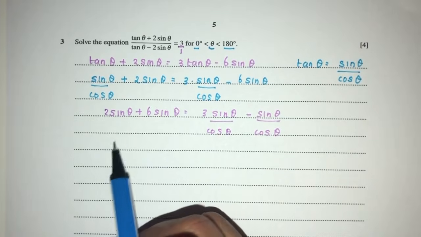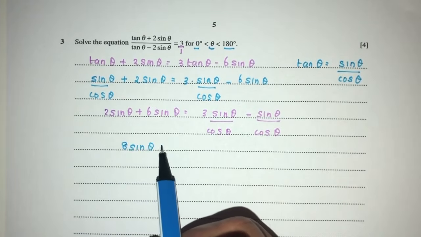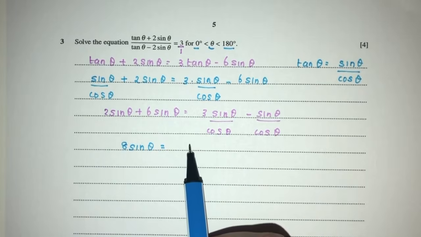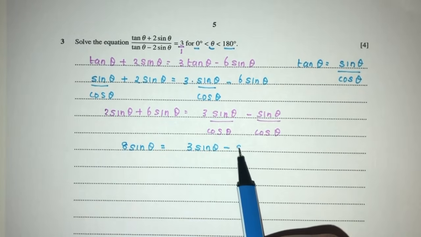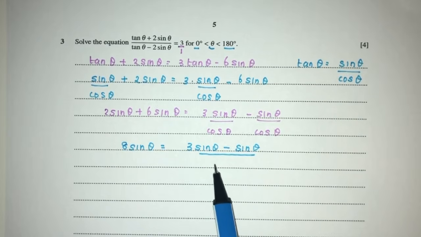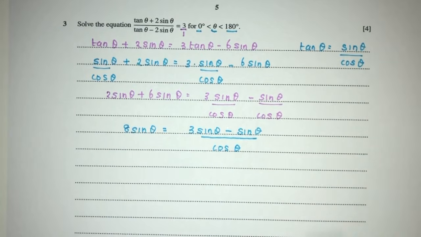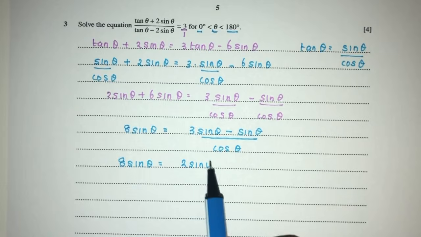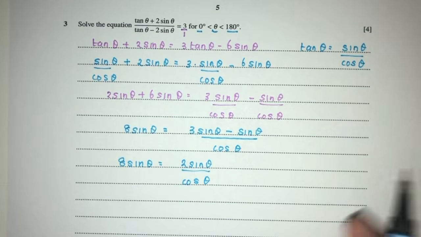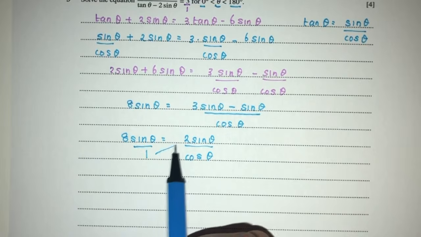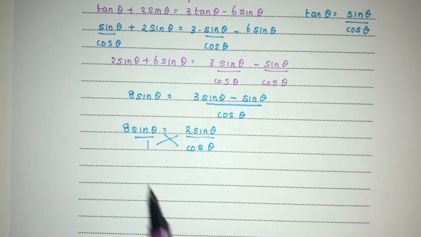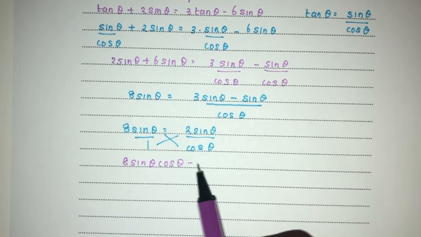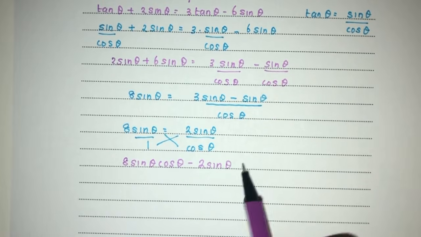So here we have 8 sine theta is equal to, of course, this is 3 sine, so let's combine them first. That will be 3 sine theta minus sine theta over the same base. Now simplify, it will become 8 sine theta equals 2 sine theta over cos theta. Now one thing we can do, we can obviously cross multiply, right? So we can send the value of cos to the other side. You will have 8 sine theta cos theta minus 2 sine theta is equal to 0.